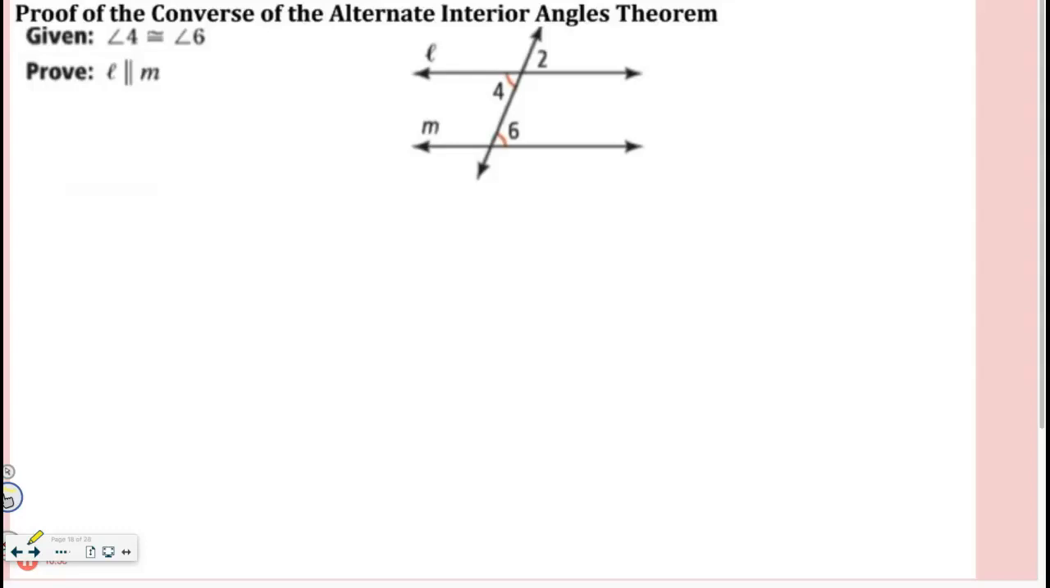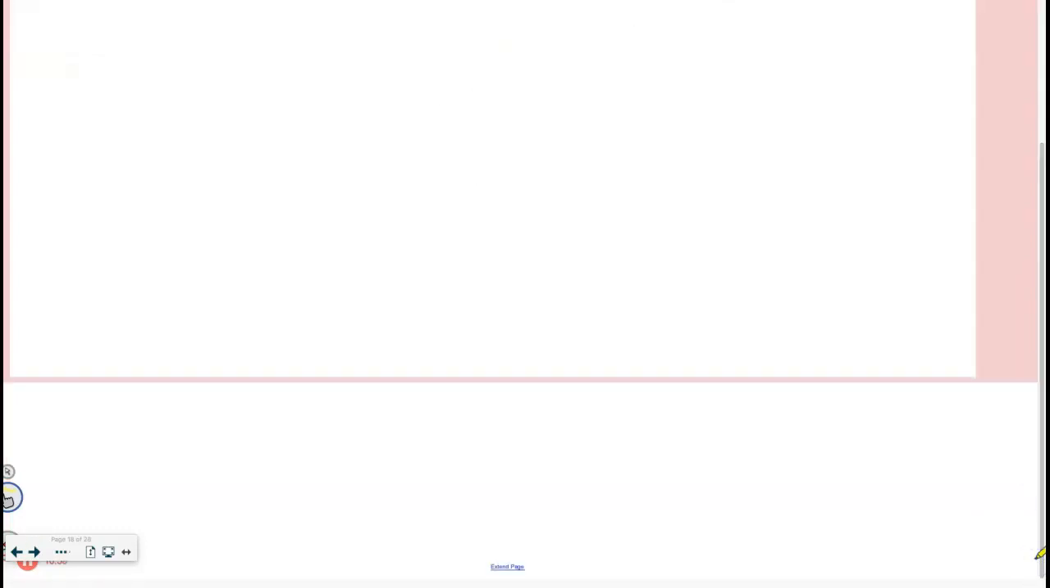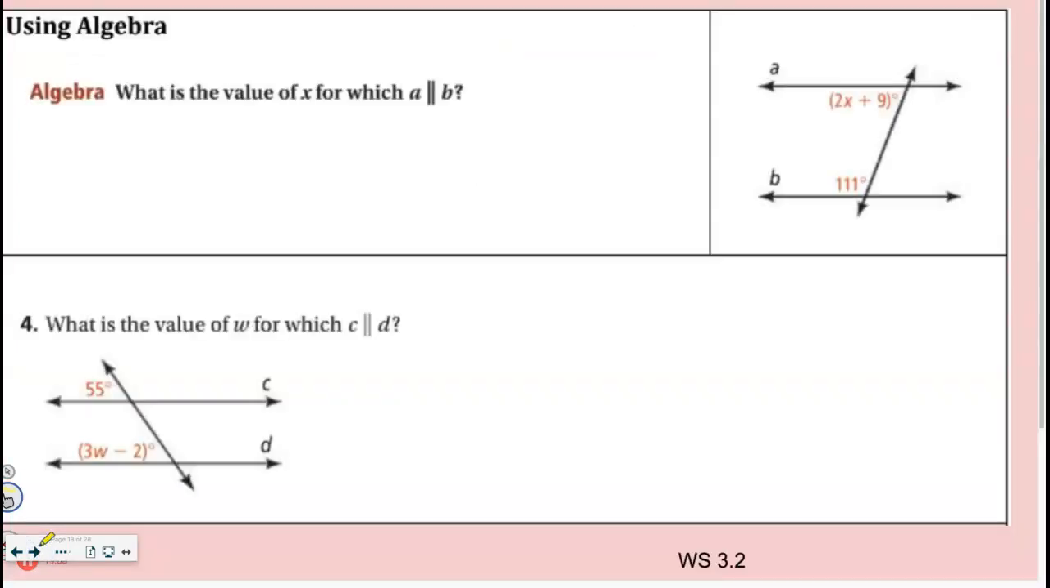Okay, so we're actually going to go back, forward a page. All right, so we're going to use some algebra. It says, what is the value of x that'll force the lines to run parallel? So you're going to go over here. You're going to look at where they're located. And you're going to ask yourself the same question as yesterday. Do they have to be equal where they're placed, or do they have to add up to 180?